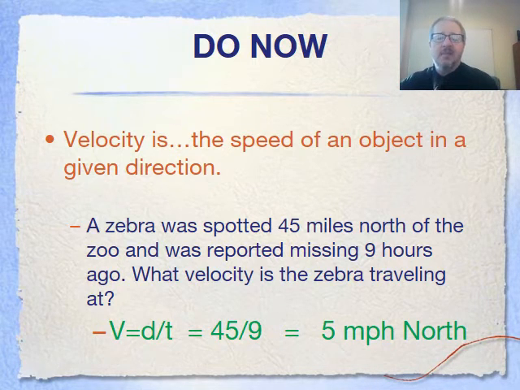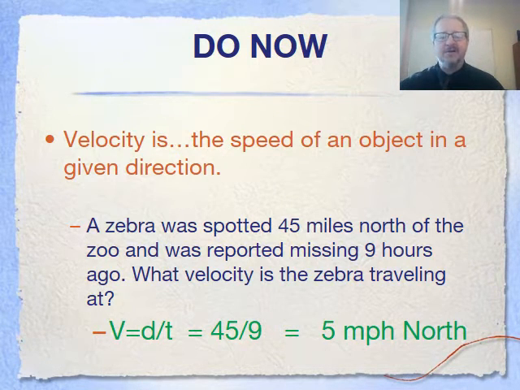So if we divide 45 miles, which is the distance, by the amount of time, which is 9 hours, we arrive at 5 miles per hour north. So the zebra is moving at a speed of 5 miles per hour, and it's moving in the direction of north, which gives us a velocity.